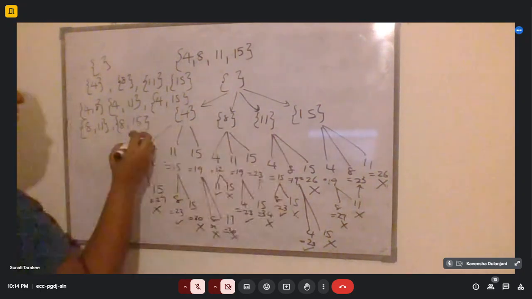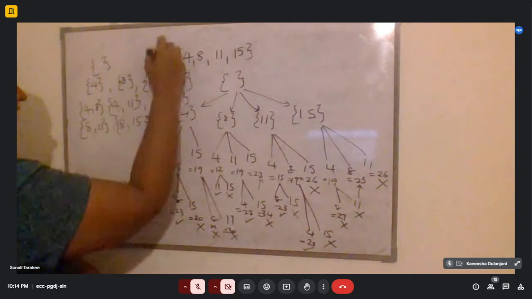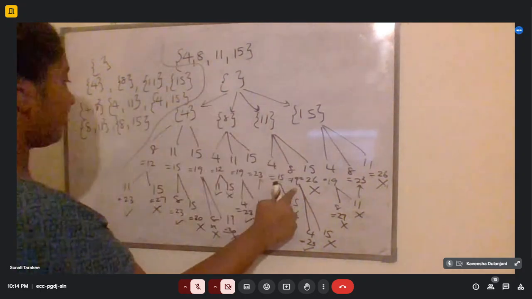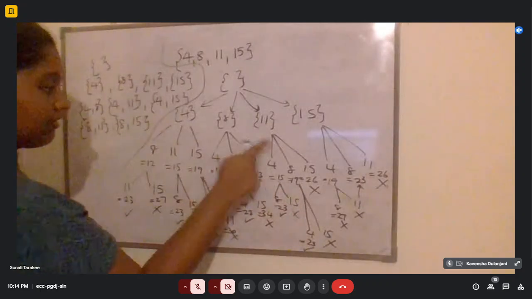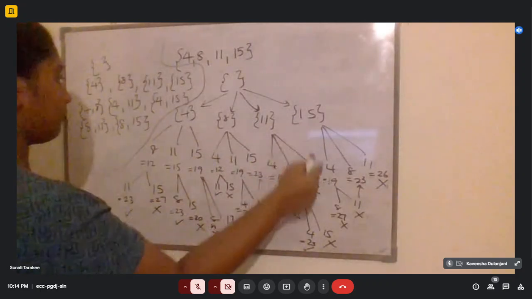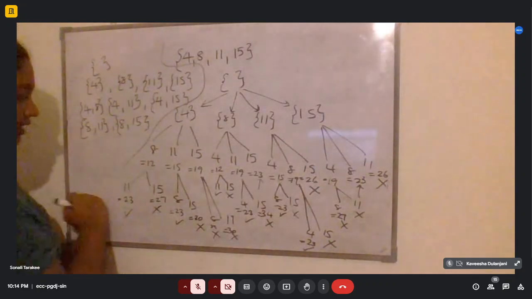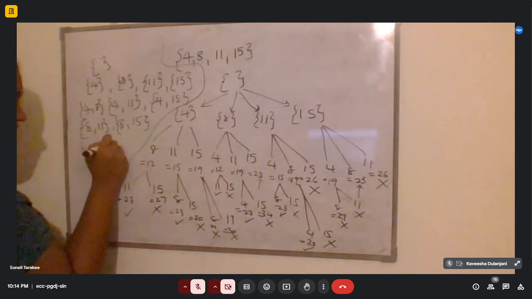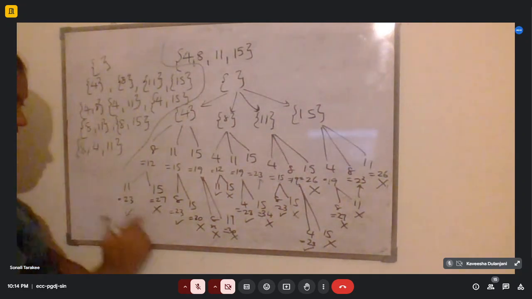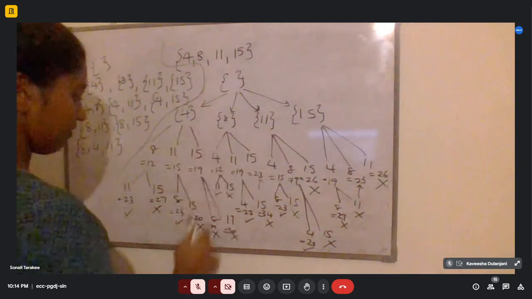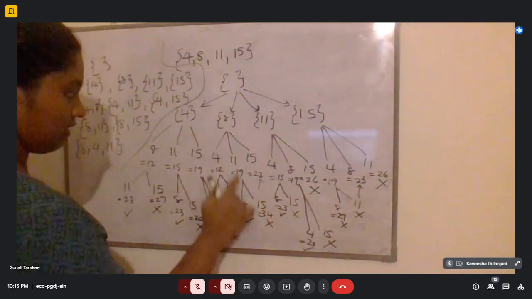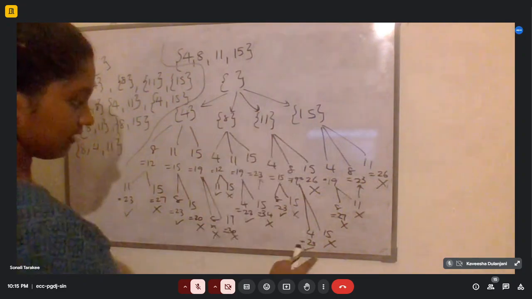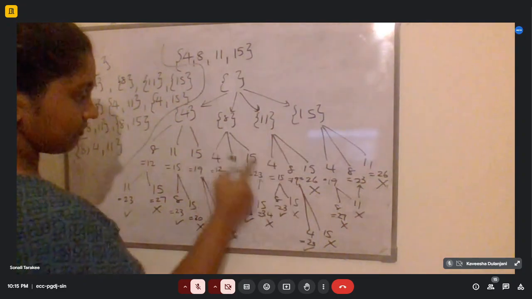11, 4, which I have written, and 11, 8, which we have written. 11, 15 you can't take. 15, 4 we have written it. And here you can write 8, 4 and 11. 8, 11, 4. 4, 11, 8. 8, 4, 11. 4, 8, 11.